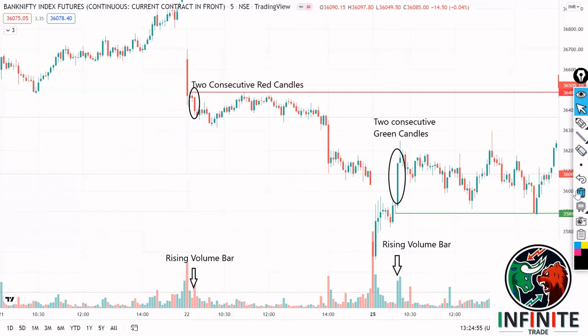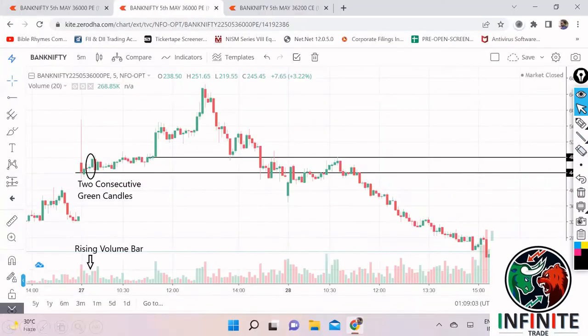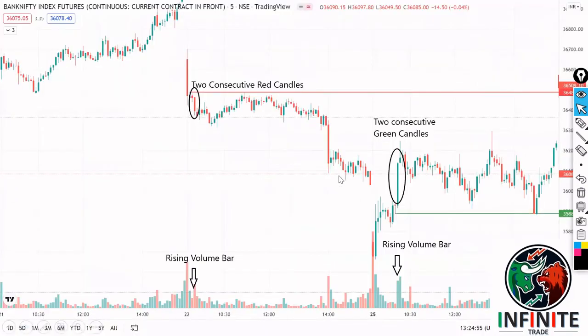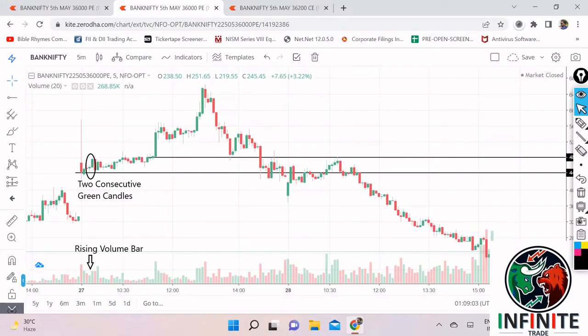Now I'm going to show you the example on the options on the same day. So this is the 27th. Do we have the 27th chart here? The 27th is missing, so let's not waste time on that.